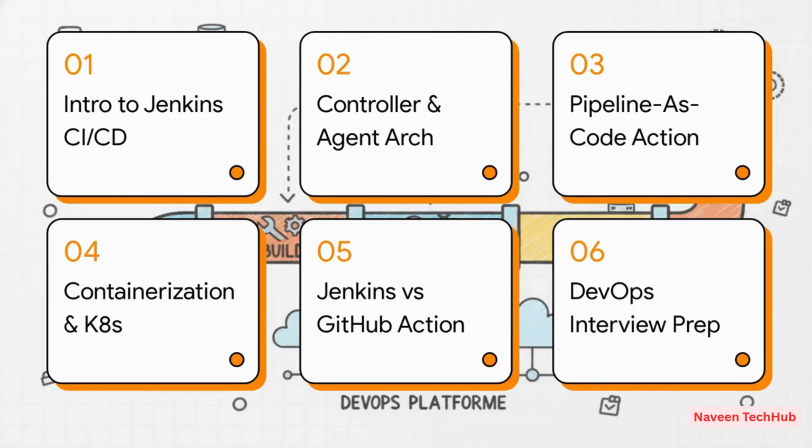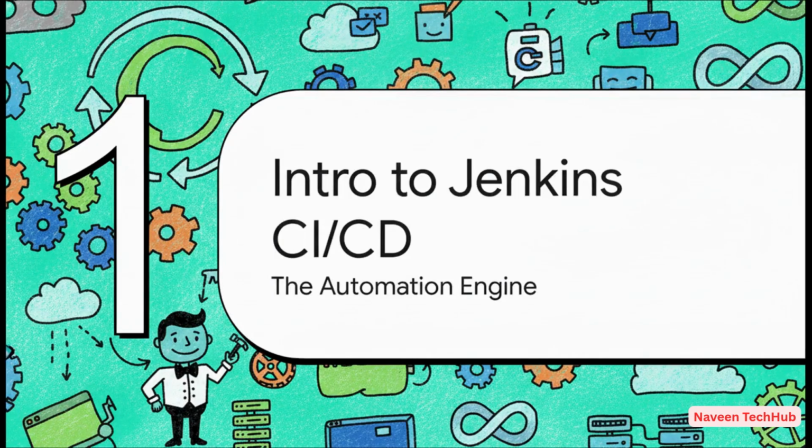Here's our roadmap for today's explainer. We'll start with an intro to Jenkins CI/CD, move into controller and agent architecture, see pipeline as code in action, cover containerization with Kubernetes, compare Jenkins with GitHub Actions, and wrap up with a solid DevOps interview revision. All right, Section 1, Intro to Jenkins CI/CD.